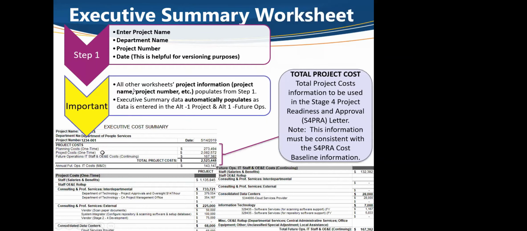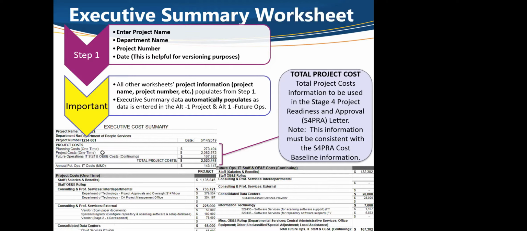So all the other worksheets, project information is automatically provided based on what is entered in the Alt 1 project and Alt 1 future ops. If you enter anything in Alt 2 or Alt 3, it will not transfer to here. Only the selected alternative would go onto this sheet.